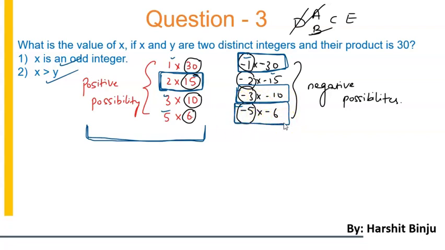The question says two distinct integers. It does not use the word positive. So again, don't fall into that trap. Okay. So C also goes out, and your correct answer is option number E. All right, let's move on.